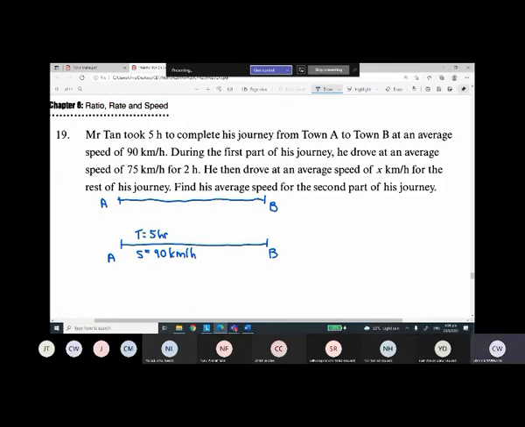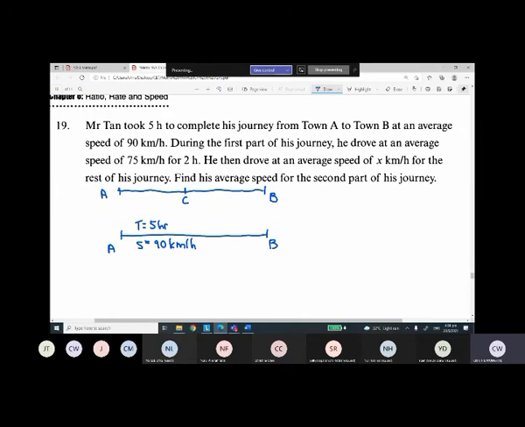During the first part of his journey, maybe 1/4 of the way, he actually travels slower. From A to here, I'll call it A to C. In the first part of his journey, he actually traveled at the speed of, the time taken is 2 hours. And the speed for the first part is 75 kilometers an hour. Do you notice that?